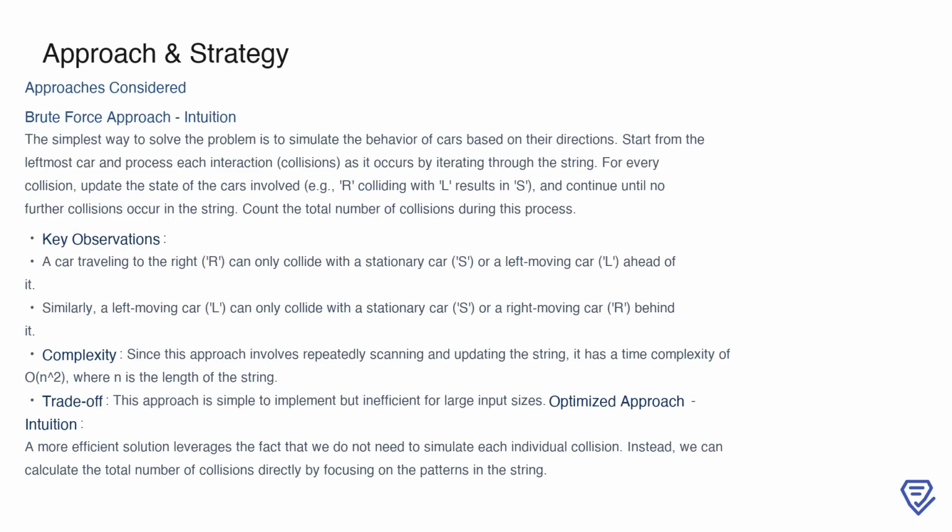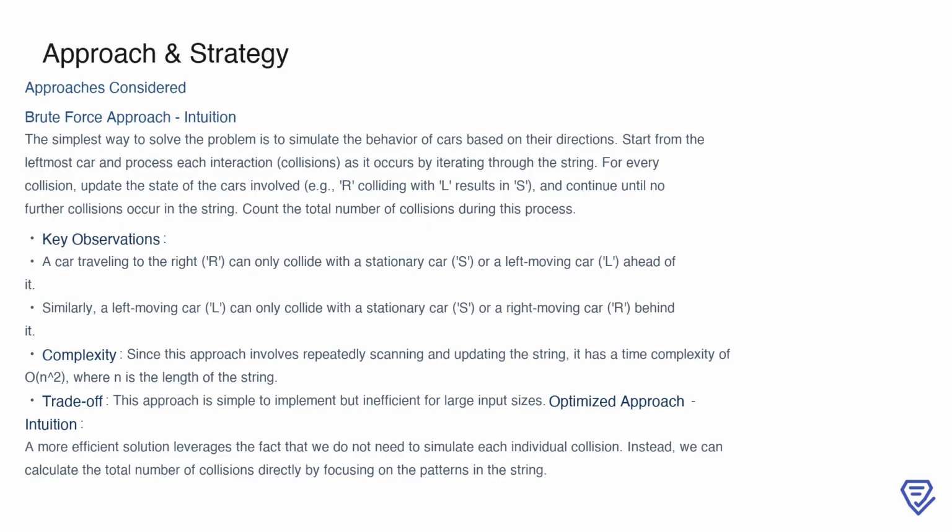To begin solving this problem, we can consider a brute force approach. The intuition here is to simulate the behavior of the cars as described in the problem statement. Starting with the leftmost car, we process each collision one step at a time. For example, if a right-moving car, represented by R, collides with a left-moving car, L, the result is a stationary car, S. We continue this process, iterating through the string and updating the state of the cars involved in each collision, until no further collisions occur.